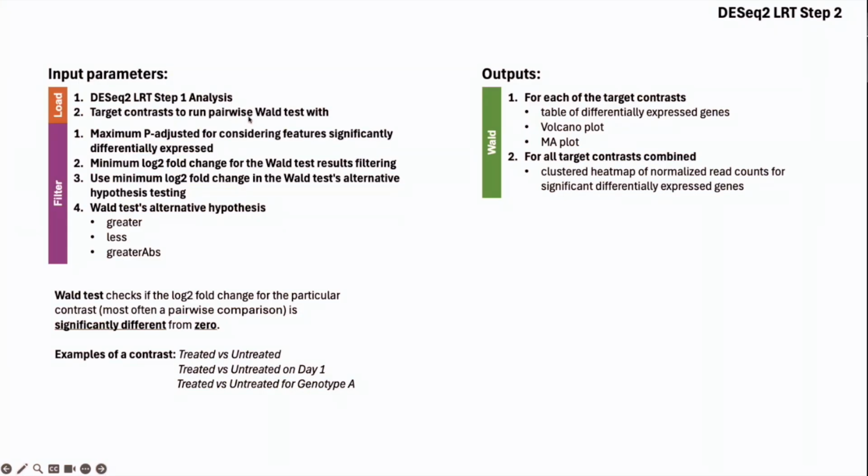And the output of this workflow is a heat map of all of the contrasts, because we can provide several target contrasts. A heat map of all of the genes that were significantly differentially expressed in any of the contrasts. And then for each of the contrasts, we have a table of differentially expressed genes, volcano plot, and MA plot.